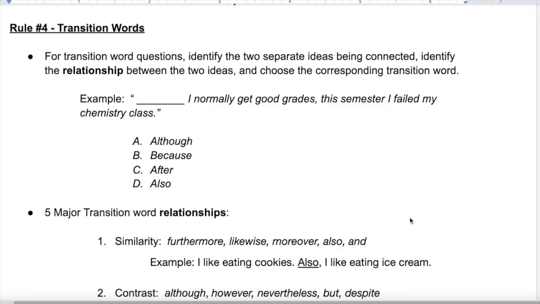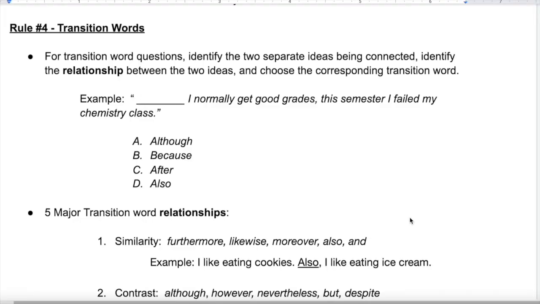And once you understand the relationship between the two ideas, then you know exactly the transition word you need to use. Because certain relationships have certain kinds of transition words. I think it'll be pretty clear once we go over some examples here in just a moment. Read the example here. I kind of put a question type here for the example of the kind of transition word question you might see. Go ahead and read that example. Then you can just read the blank as blank.